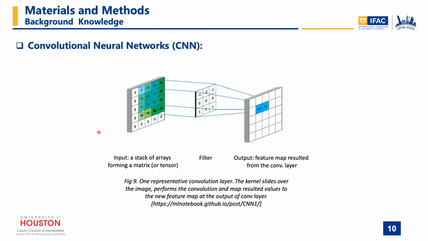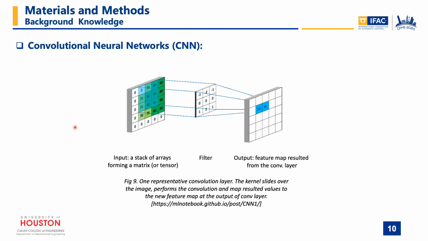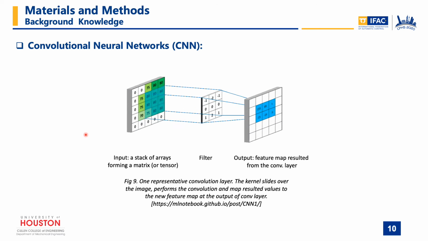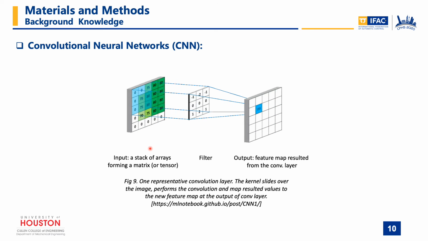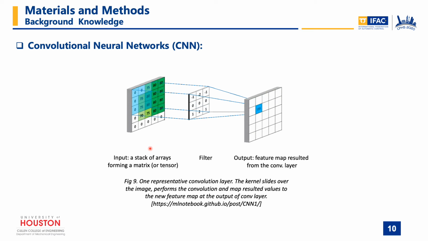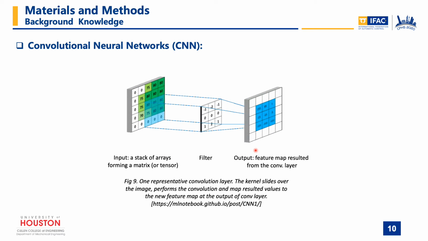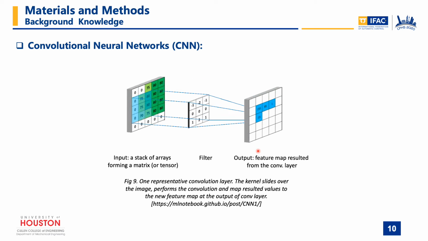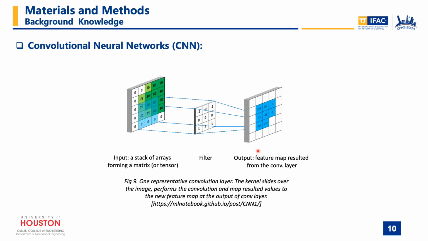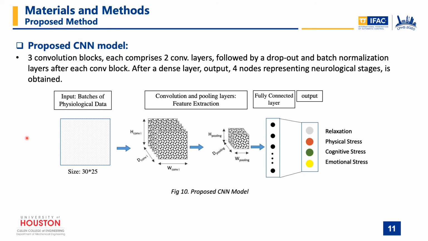Here in Figure 9, you can see how a 2D convolutional layer performs. A kernel slides all over the input, which is usually an image, or in other words, a 2D tensor, and performs the convolution and maps the resulting value to a new feature map at the output of the convolution layer. So given this background knowledge, we introduce our proposed model.